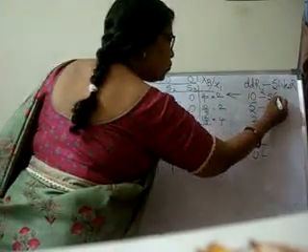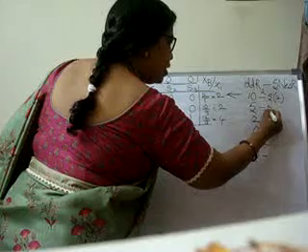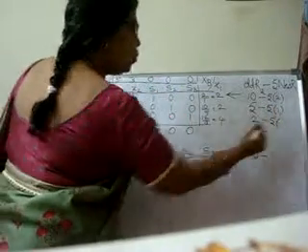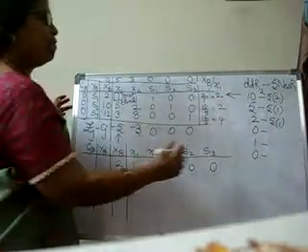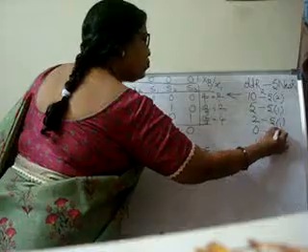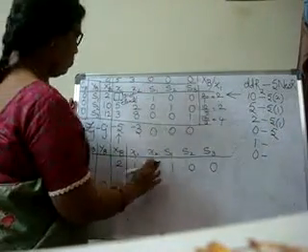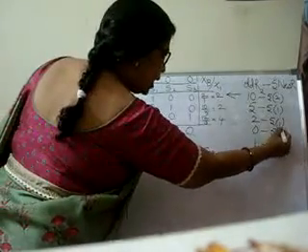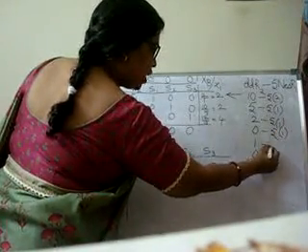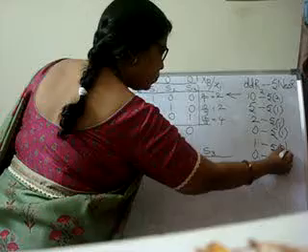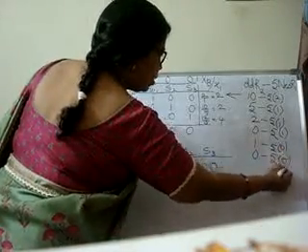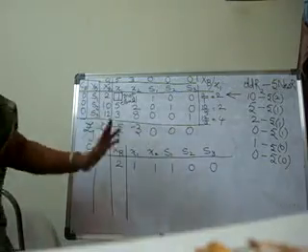So we have 2, 5 into 1, 5 into 1, 5 into 1 again, 5 into 0, 5 into 0. Now you carefully watch what I have done.